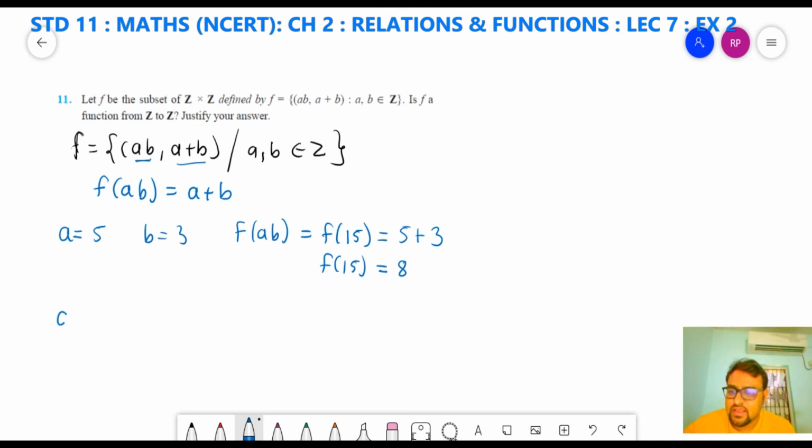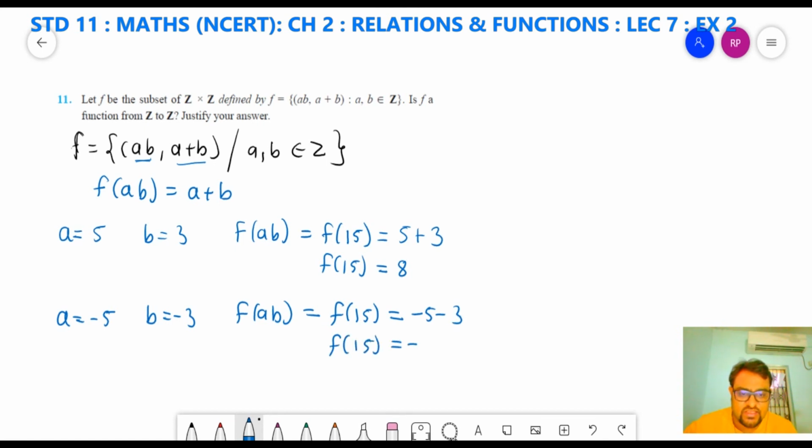Right? Now let me take a equal to minus 5 and b equal to minus 3. So now f of ab, what will it be? Minus 5 into minus 3, again 15. f of 15. Now a plus b means minus 5 minus 3. So now f of 15 is equal to minus 8. Now see here, 15, 15, right? Same, but there are two different images. Meaning when I take f of 15, I get two images, plus 8 and minus 8.